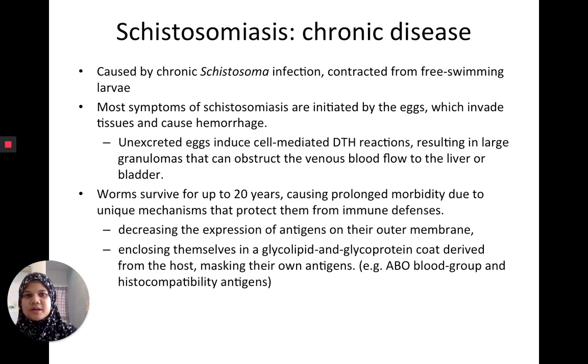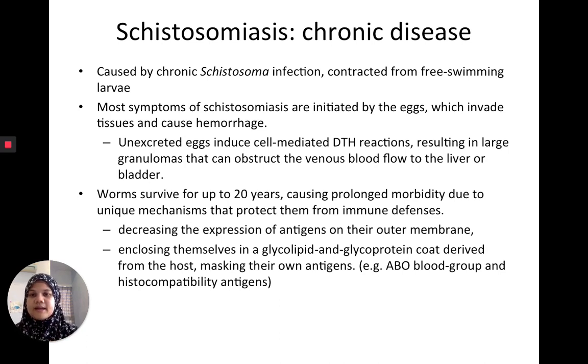It's caused by a schistosoma worm, usually through free-swimming larvae. Most of the symptoms are initiated by the eggs, which invade the tissues and cause hemorrhage. The unexcreted eggs will induce a cell-mediated delayed type hypersensitivity reaction, and also produce granulomas, just like in TB. These granulomas then obstruct the blood flow to the liver and the bladder. The worms can live up to 20 years inside the host, so people are sick for a very long time. It's because they're able to shield themselves from the immune response, so they never really get cleared once they infect.